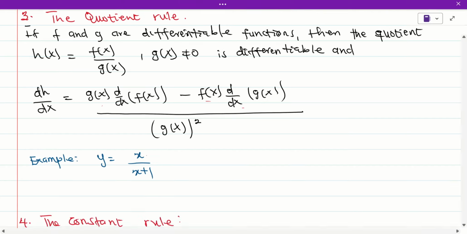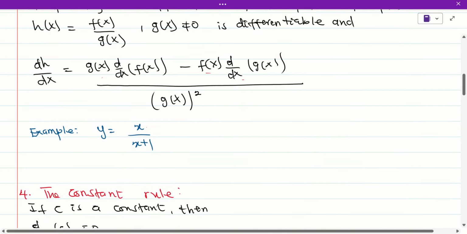So applying the same analysis here, you can see that here we hold g of x constant. Then we differentiate f of x, right?